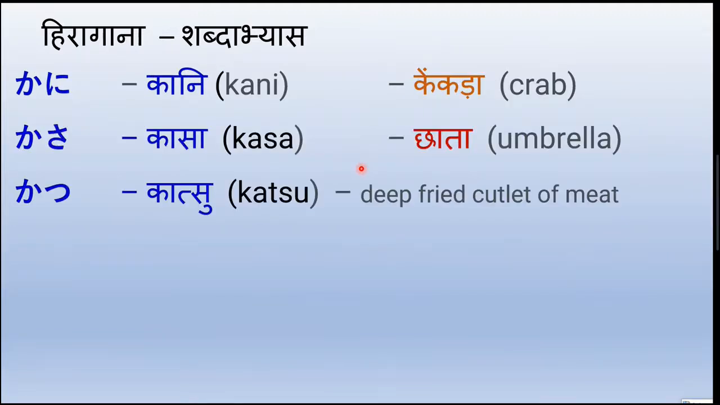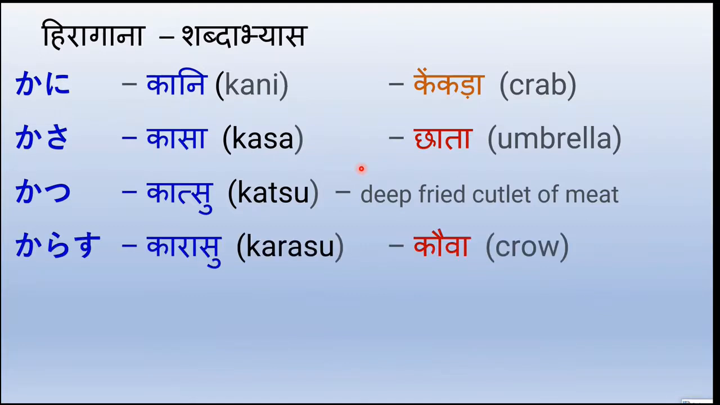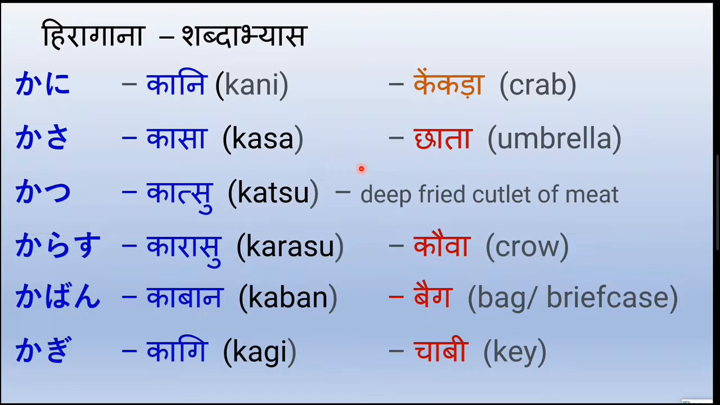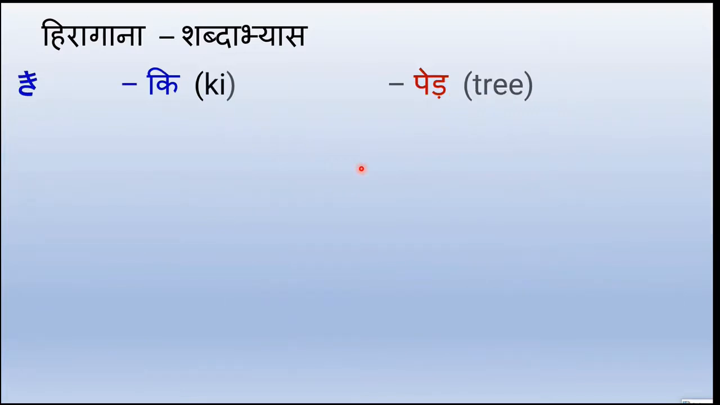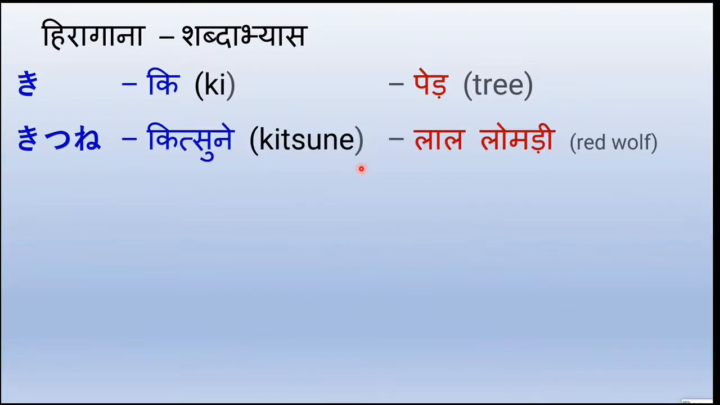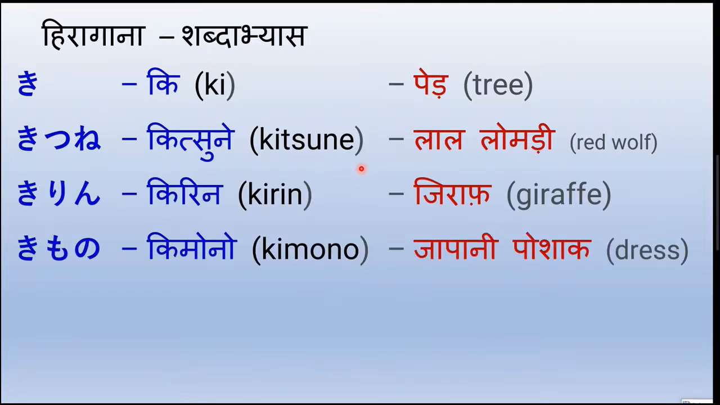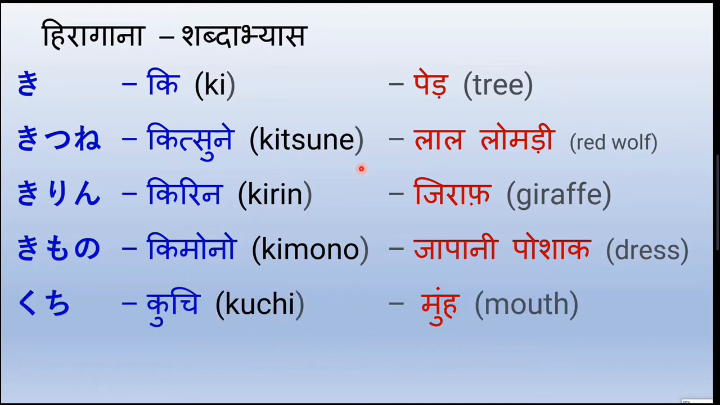Kasa, umbrella. Katsu, a deep fried cutlet of meat. Karasu, crow. Kaban, a bag or a briefcase. Kagi, key. Ki, tree. Kitsune, red wolf. Kirin, giraffe. Kimono, the famous Japanese dress.